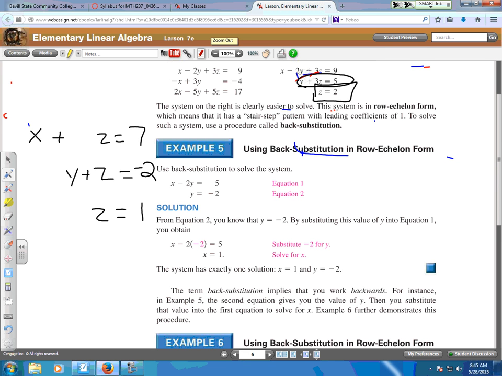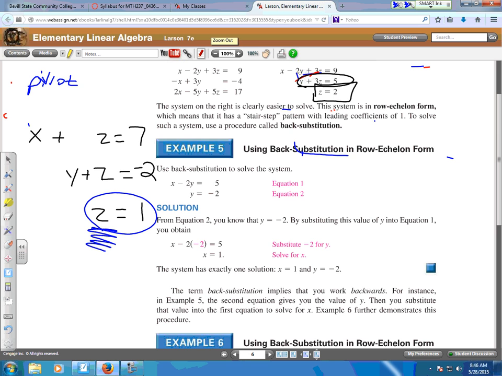So that would be your row echelon form. Notice a progression. At the bottom, we only have one value. And let's introduce this term, pivot.